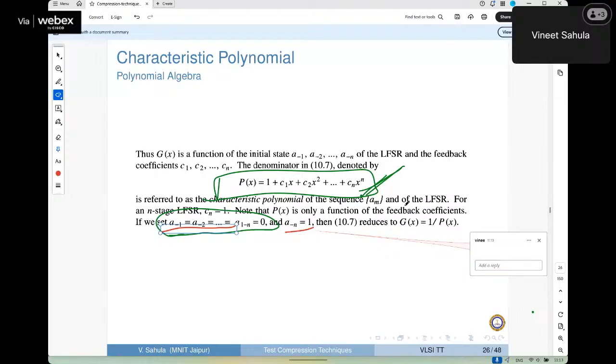In that case, we'll get this Gx to be 1 by Px. Right? The Gx is indicative of the typical LFSR. If your initial condition is all zeros and last 1, then this LFSR is unique and Px is there. Px is unique because we can change C1, C2, Cn. XOR gates we cannot, but we can change the connections. The C1, if it is 0, no connection. And if C1 is 1, there is a connection.